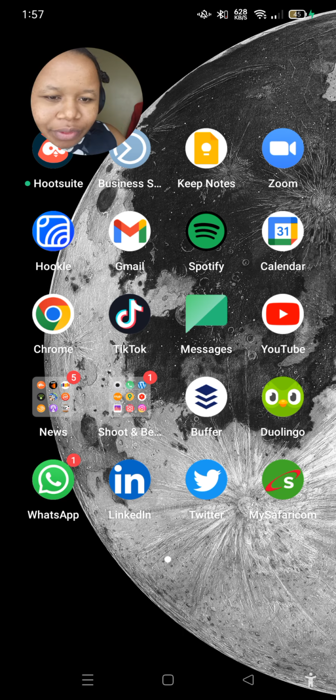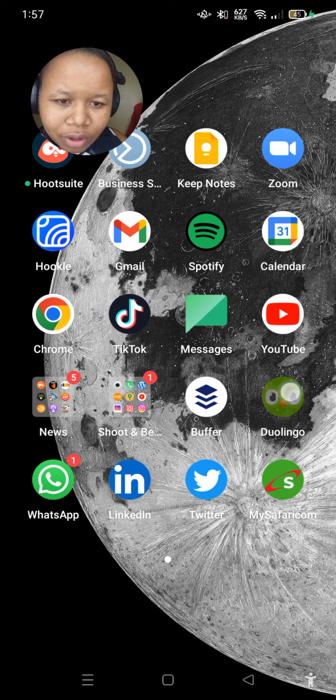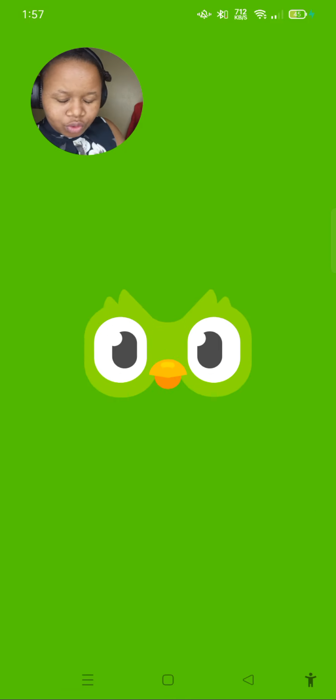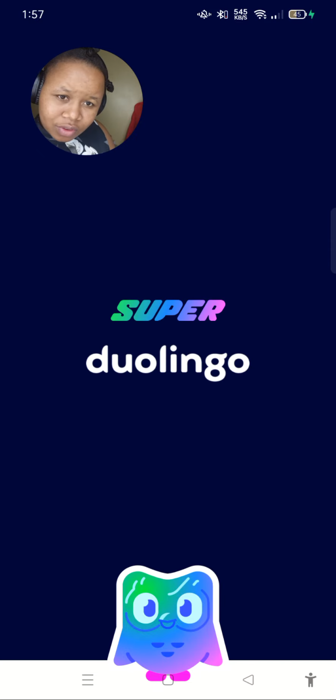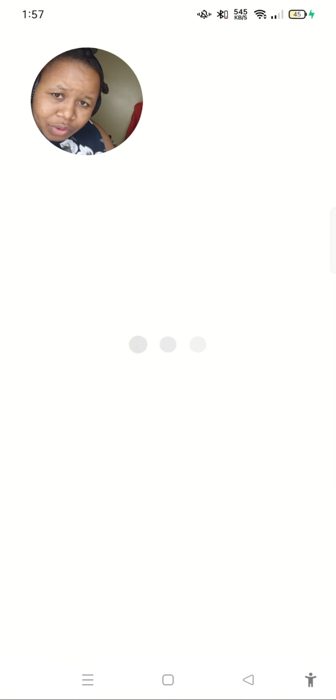Here's how. Go to your app store and download Duolingo, this app here. Duolingo can give you more than most apps give you, and it has a better way of teaching different languages. It has many languages and it is used widely.